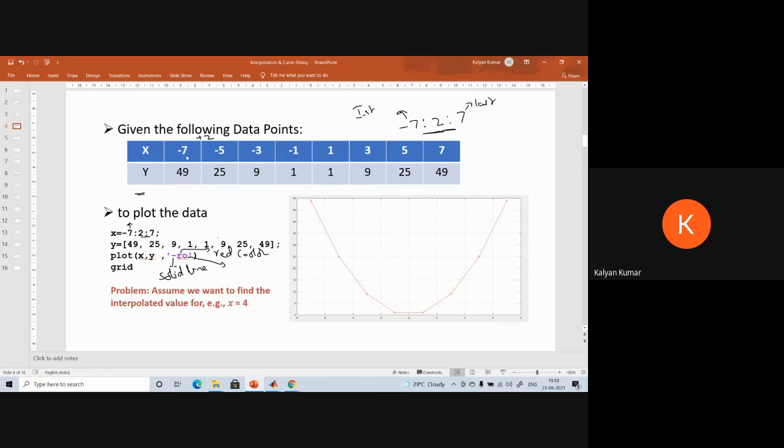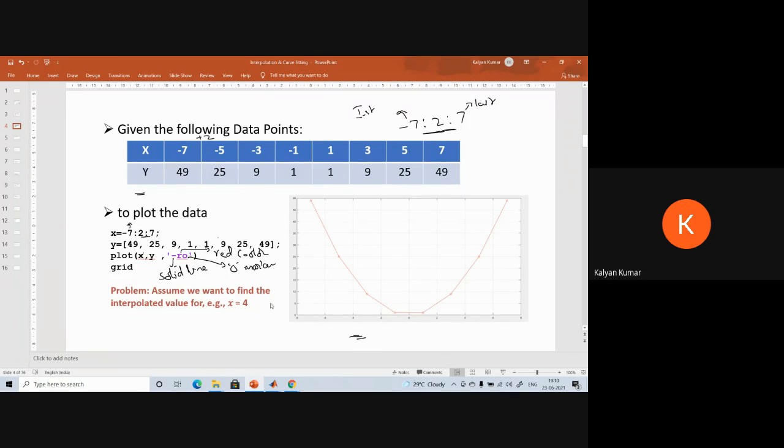So what are the points that we have? -7, 45, -5, 25, -3, 9, all should be represented using the marker O. So O is the marker, and then grid, the grid lines that I have used. If you run this command, you will get the graph as shown in this figure.